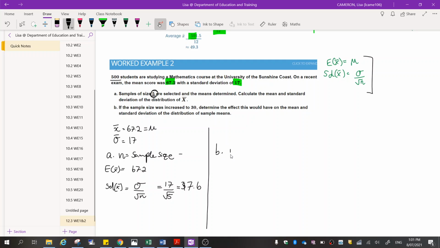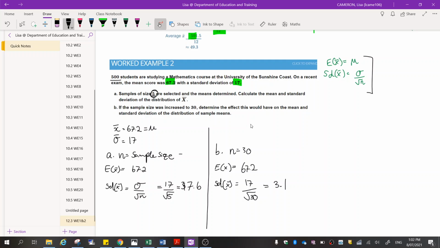Your sample size is increased to 30. Determine the effect that this would have on the mean and the standard deviation of the samples and the distribution of the sample means. So we're going to calculate the mean first. Same thing, didn't change. Okay, your mean is the same as your sample mean. Your standard deviation, though, is going to have an effect because now we'll have 17 divided by the square root of 30 instead of 5. So that is going to reduce your standard deviation to 3.1.